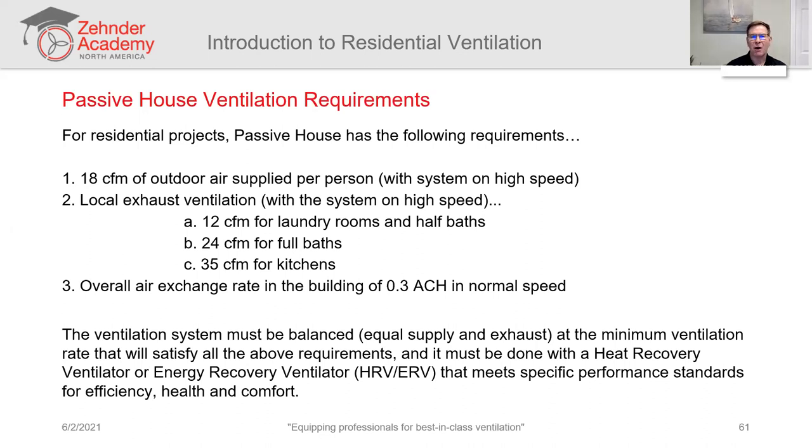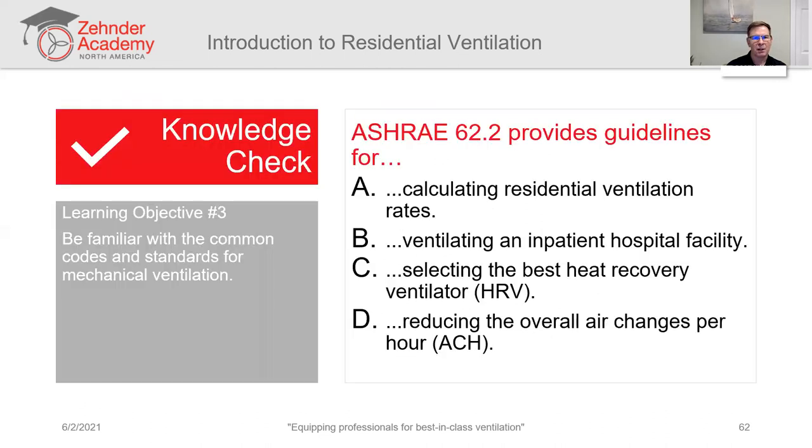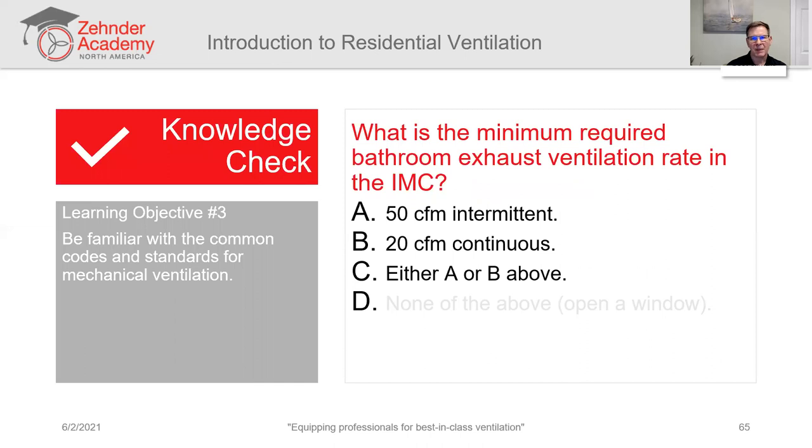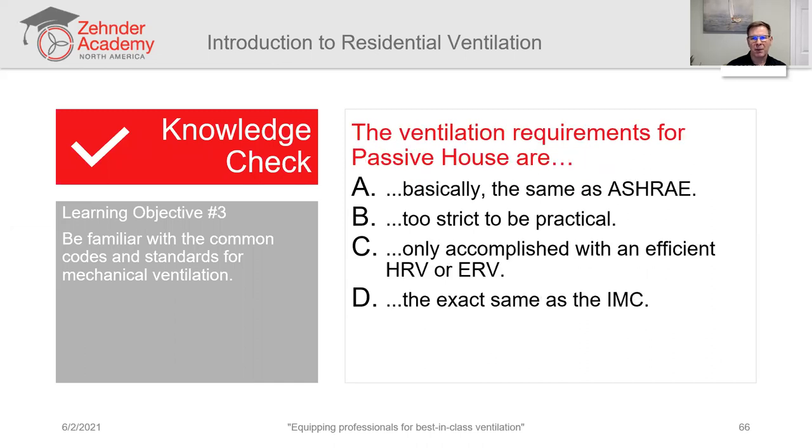My company does an awful lot of passive house projects around the country. And again, it's very typical with these projects that by the time you tally up your local exhaust requirements, that total number is meeting the requirement for the other two combined. So it usually works out. All right. Any questions on some of those standards?